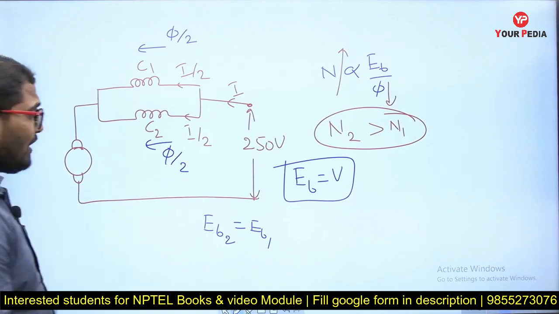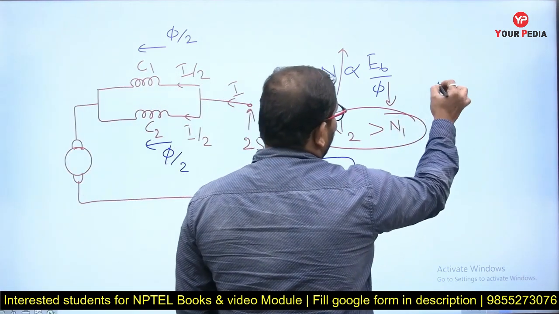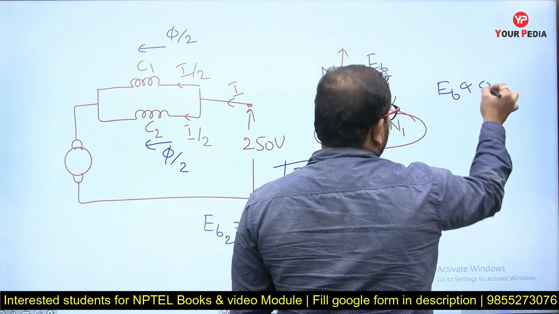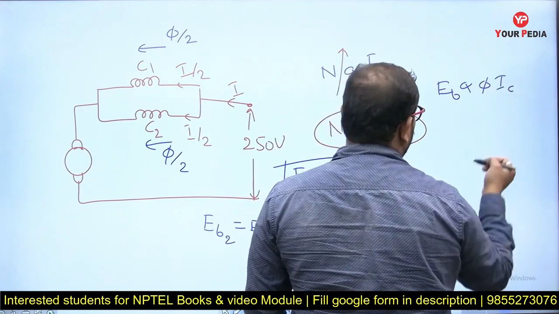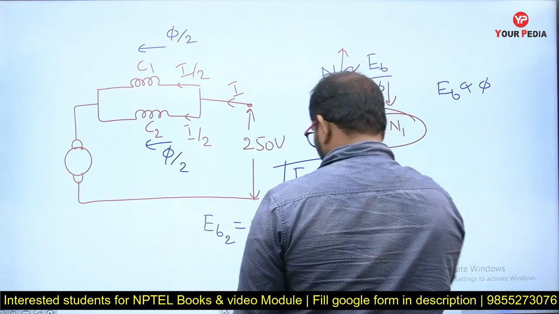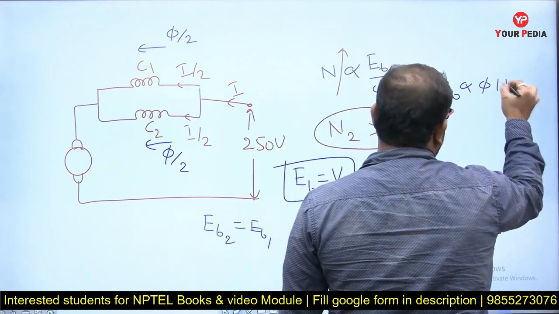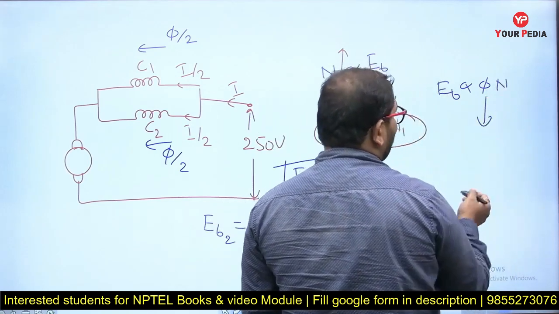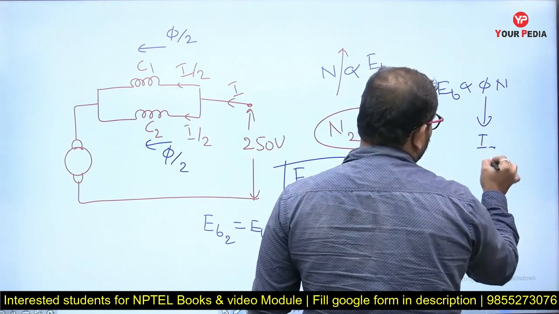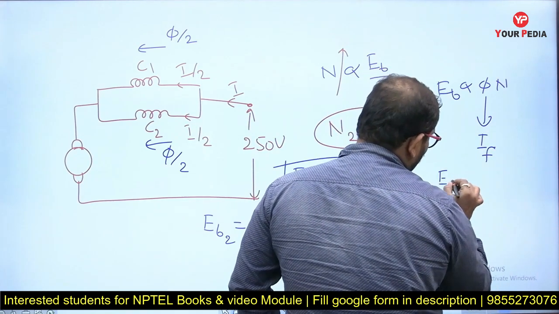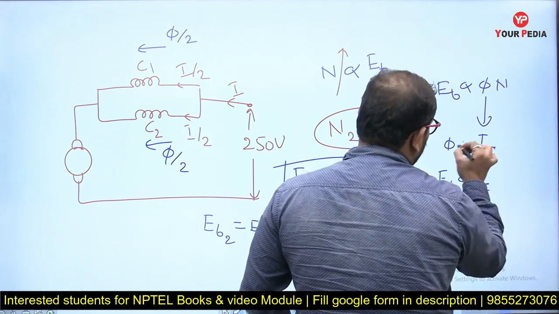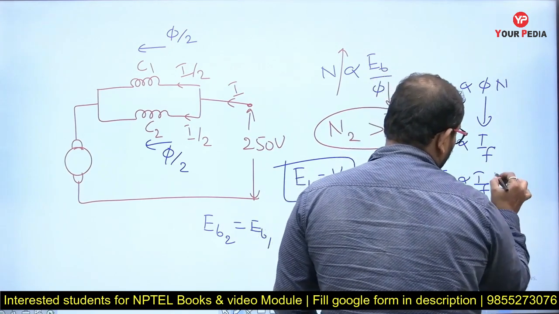Understood or not? So what is EB? What is the back EMF EB? Can I write it in a proportional constant way? It is phi Z N P by 60A. So phi Z phi N, I'll write phi into N. How can I replace this phi? Because it is a series motor, flux is produced by the field current. So I can replace phi with the field current, because flux is directly proportional to the field current.